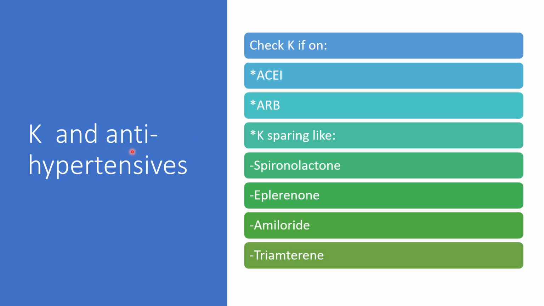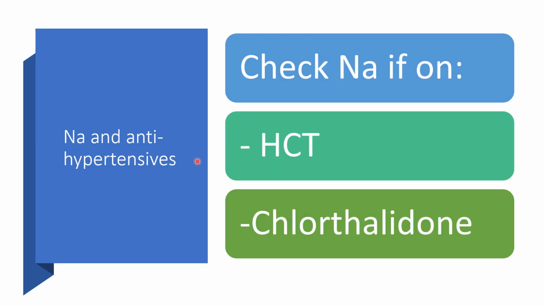Now, potassium and antihypertensives. We have to check the value of potassium if we have placed anybody on ACE inhibitors, angiotensin receptor blockers, or potassium sparing agents like spironolactone, eplerenone, amiloride, or triamterene. We must check the value of potassium here. Sodium and antihypertensive agents. If anyone is on hydrochlorothiazide or chlorthalidone, we must know the value of sodium.